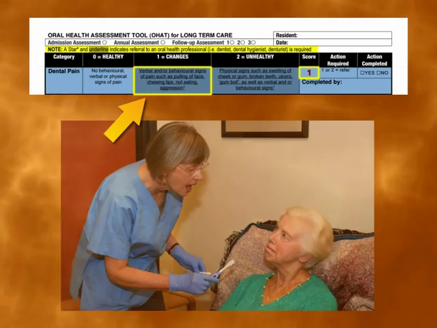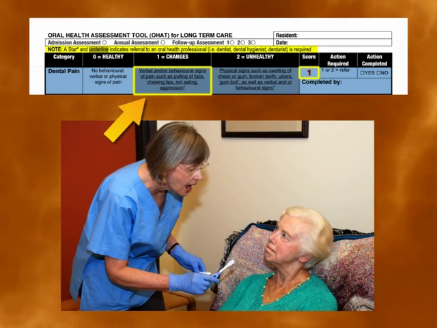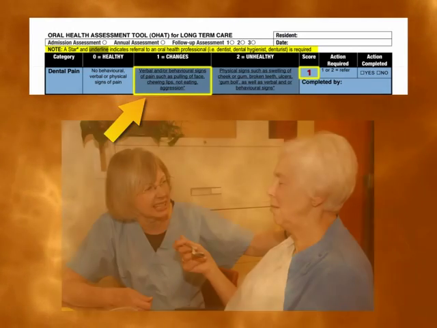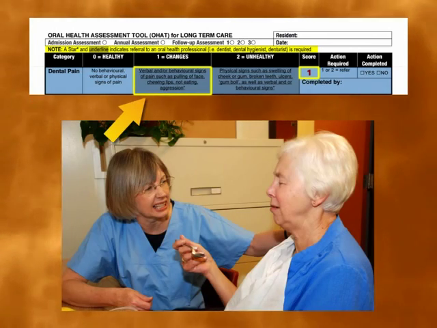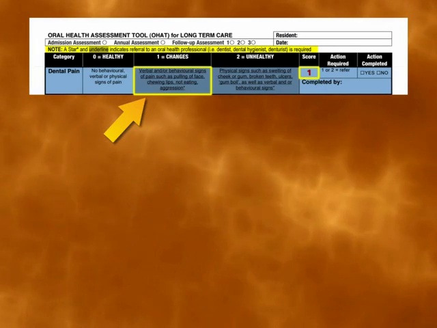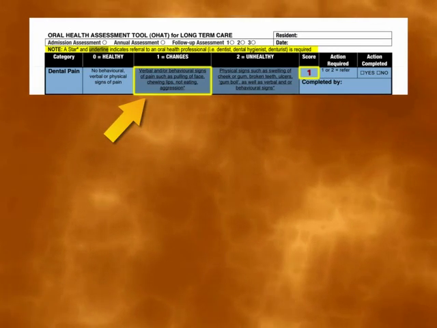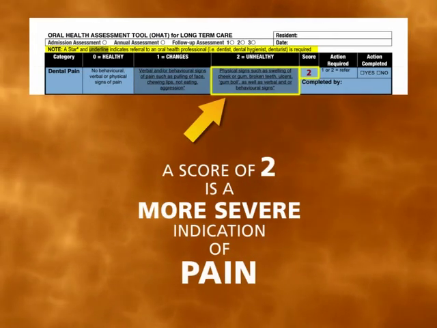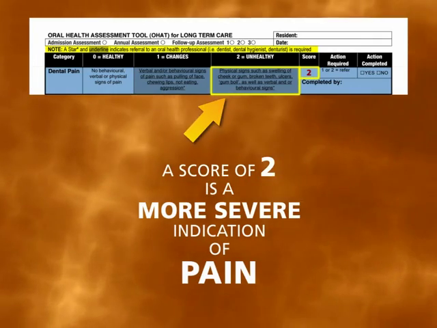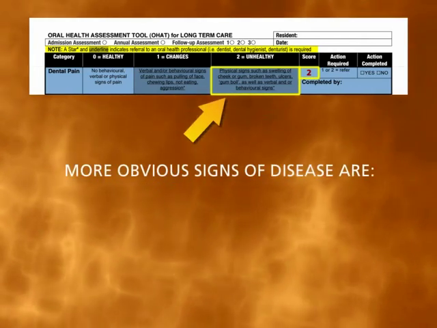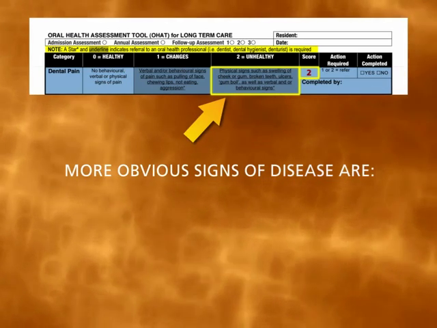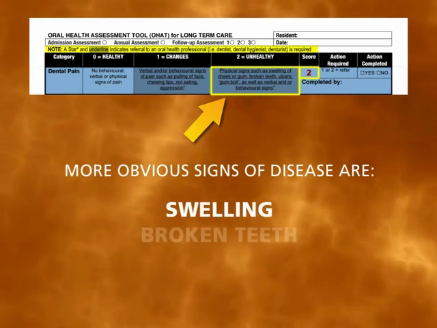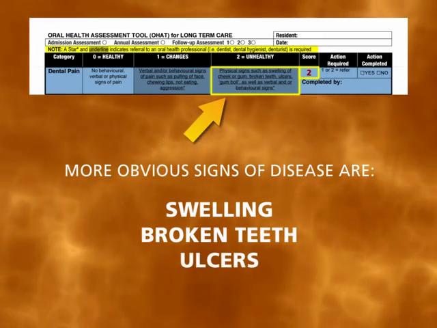When they have mouth or tooth pain, a resident may show signs of frustration and aggression, or they may avoid eating. These types of signs would receive a score of 1. A score of 2 is a more severe indication of pain. A resident may have more obvious physical signs of disease such as swelling, broken teeth, ulcers, or gum boils.